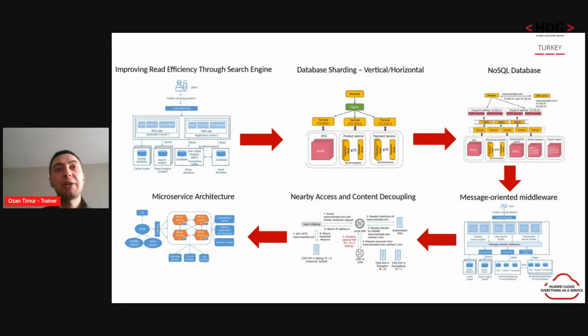Now, we want to make sure users across different locations can access content quickly. This is where nearby access and content decoupling come in. By using content delivery networks, meaning CDN, and caching, we bring data closer to users, no matter where they are. This cuts down on load times and improves the overall experience for everyone.